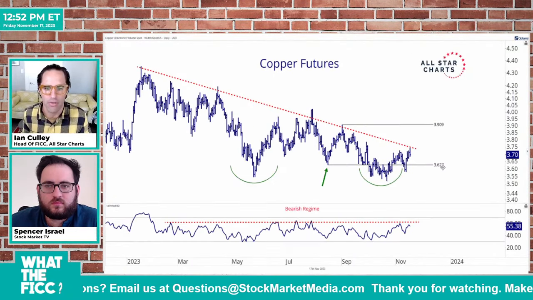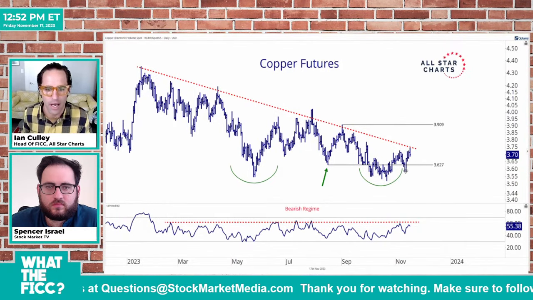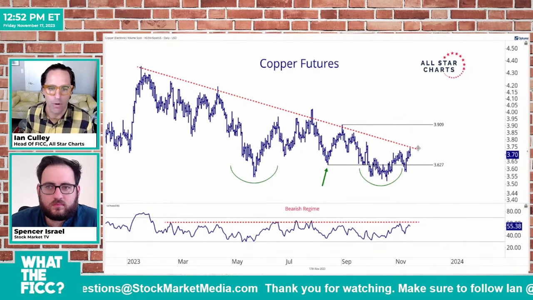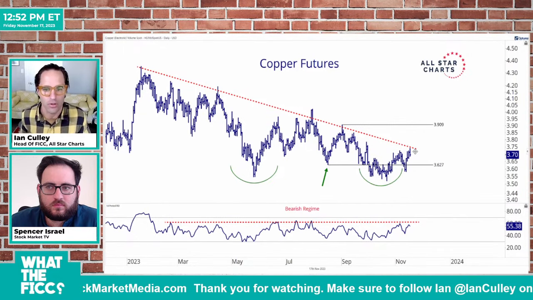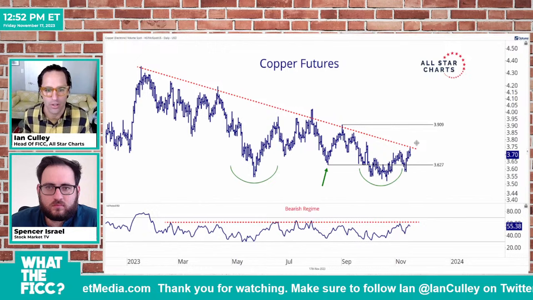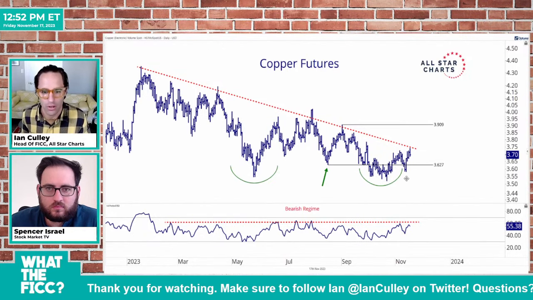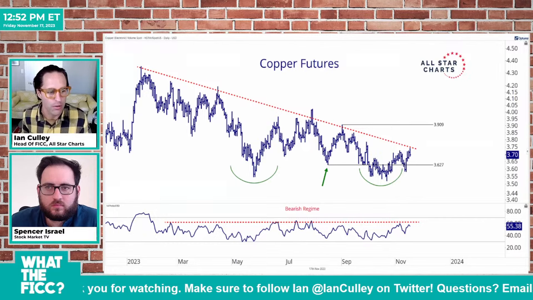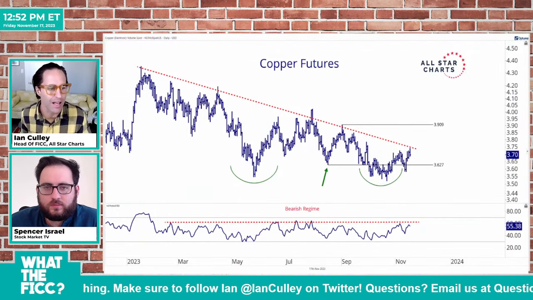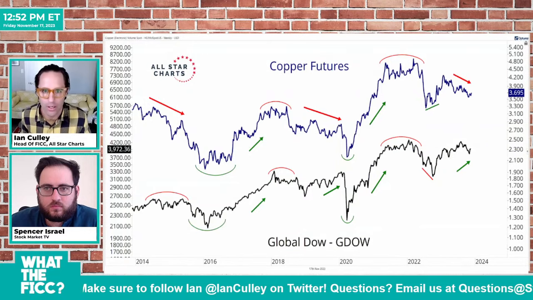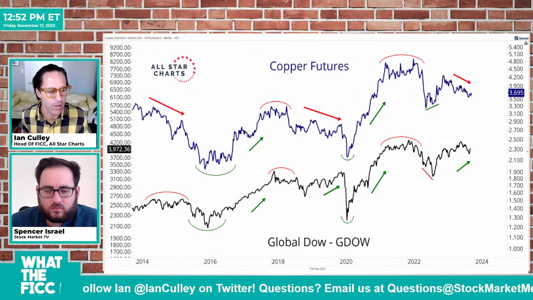I believe 363 was our level here. It's holding above that level after a nasty retest, but running into this year-to-date downward sloping trend line. Let's see what happens here. A violation above this trend line and a run back towards 390 would be extremely constructive for the commodity super cycle, for risk assets, for global equities. It would be very, very constructive.